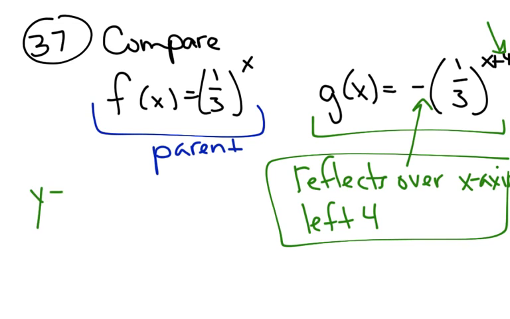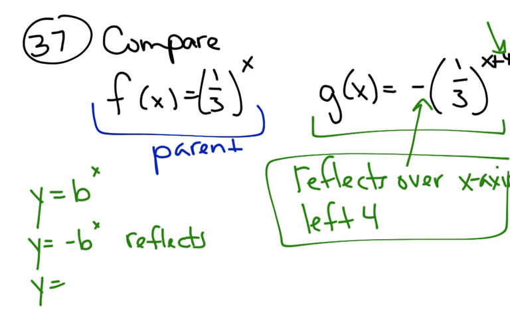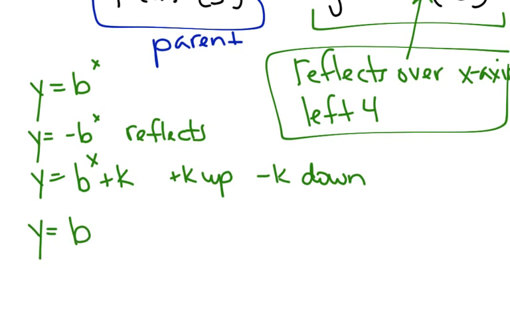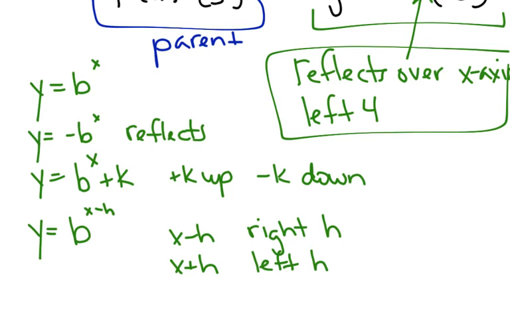So for an equation y equals b to the x, negative b to the x reflects over the x-axis. b to the x plus k: if it's positive k, the graph goes up, and if it's negative k, it goes down. For y equals b to the x minus h, the graph goes to the right h, and x plus h goes to the left h. And those are your transformations, the same transformations we did with quadratic equations and with radical equations and absolute value equations.